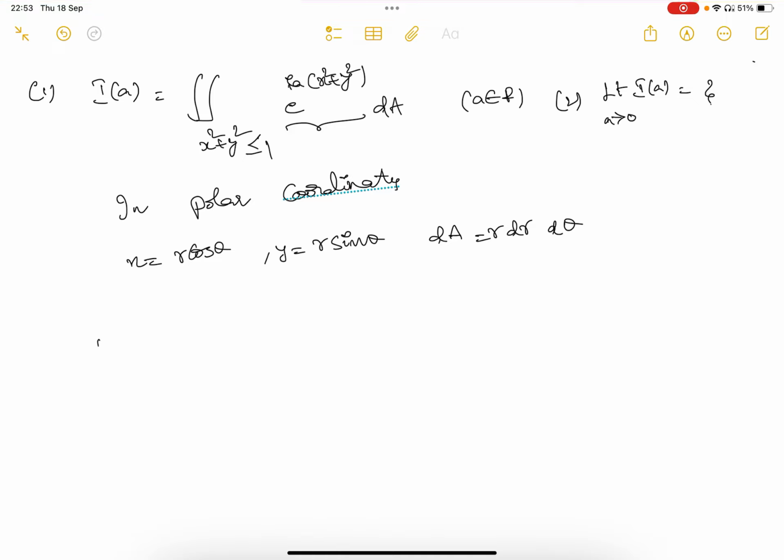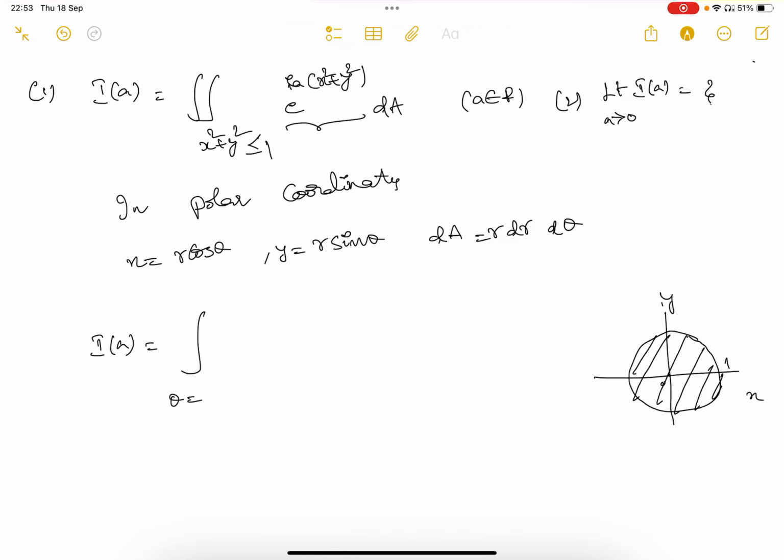So for this case, I of a equal to, let's construct this first. This is x and this is y. This is the origin. This is 1, radius of 1. What they have said is x square plus y square less than or equal to 1. I mean, it is covering this area. Then here theta is 0 to 2 pi, as it is covering the full circle.